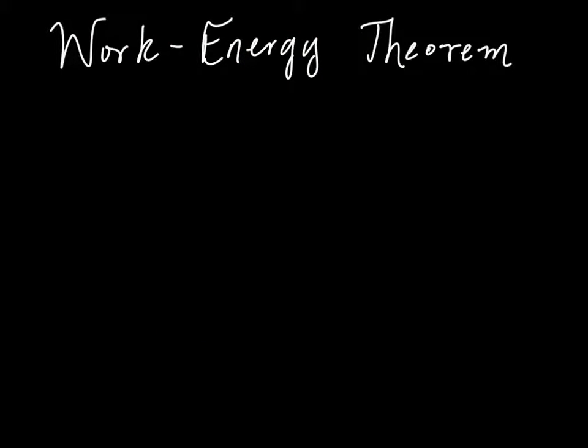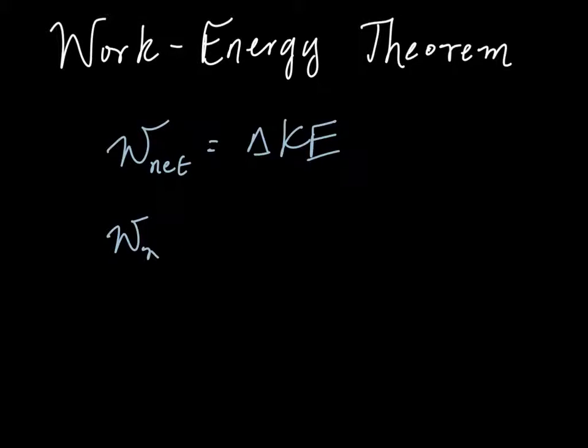The last thing that we looked at in this unit was the work energy theorem. And what we said in the work energy theorem is that the net work done on an object is equal to that object's change in kinetic energy. So for there to be work done on an object, there has to be a change in energy of that object. And we can rewrite this as KE final minus KE initial, which is just the same thing as our change in KE.